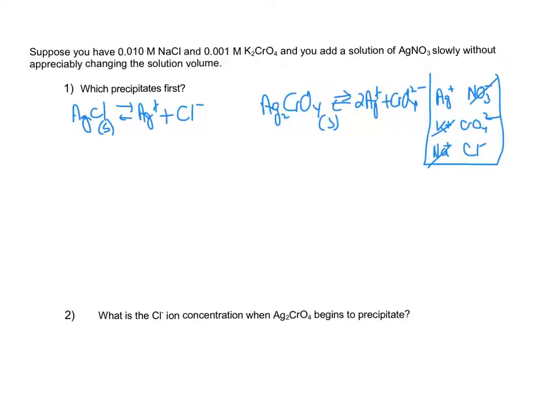So let's write our Ksp expressions here. Ksp is equal to the concentration of Ag+ times the concentration of the Cl-. And here, Ksp is the concentration of the Ag+ squared times the concentration of the chromate.